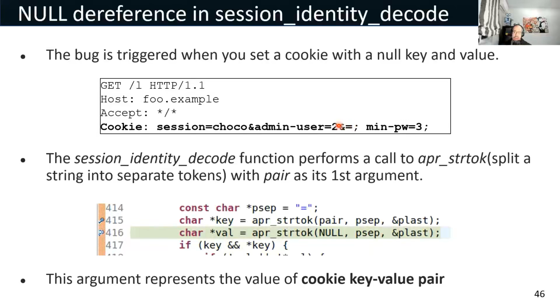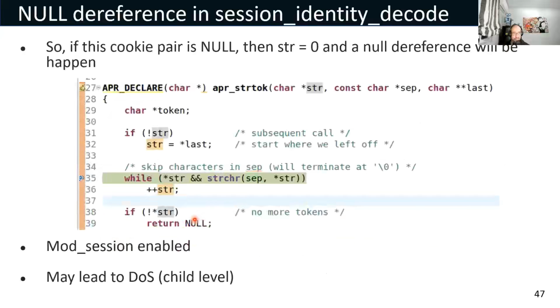What's the problem here? Well, if you look just below, you can see two calls to apr_strtok to extract the first and the second value, key and value. So that said, let's see what happens in the string token function when the first argument is null. You can see in this line how the while loop tries to dereference the first argument. You can see it here, where the first argument is the string argument.